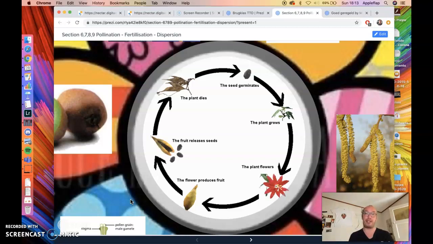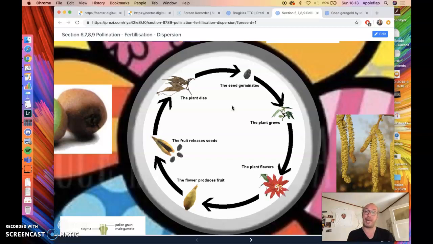All right, so let's look at this circle. This circle is a circle of a typical annual plant. It says the seed germinates, the plant grows, it flowers, it produces fruit, the fruit releases seeds, the plant dies. So in this circle, every year the plant dies and the seed survives. So the seed is a new baby. There's also other possibilities. This is an annual plant.